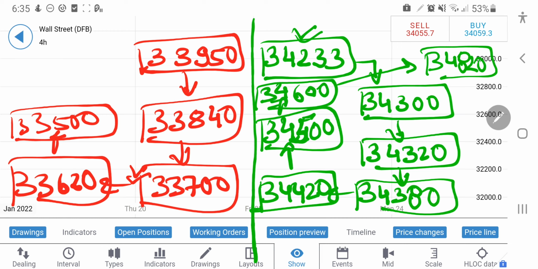34,300 can be seen, 34,380 can be seen. On the downside, 33,700 can be seen today. Probably it might trade between these levels. I am expecting a swing day, so trade accordingly.